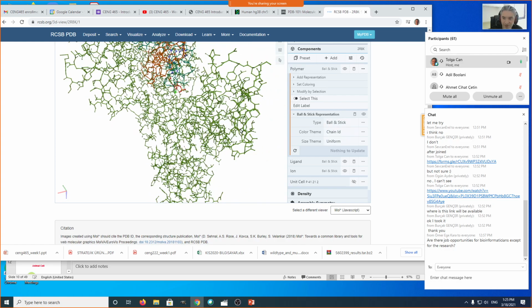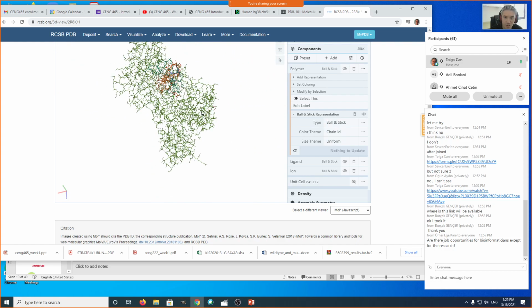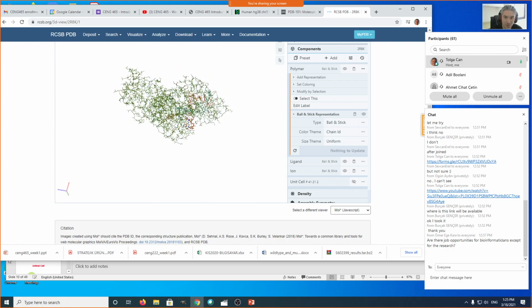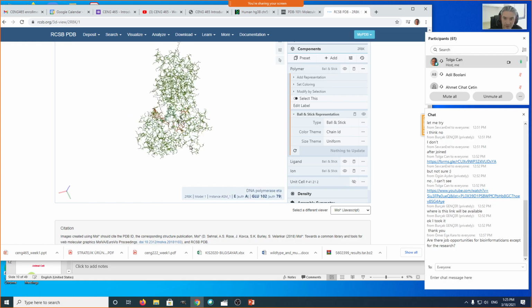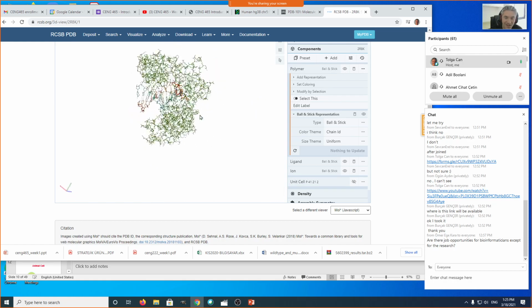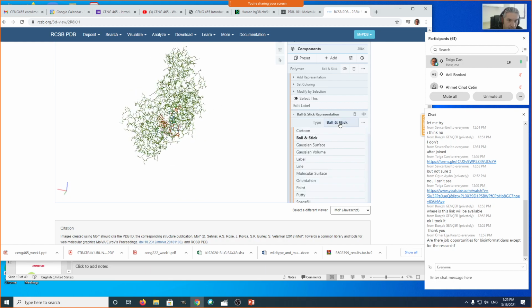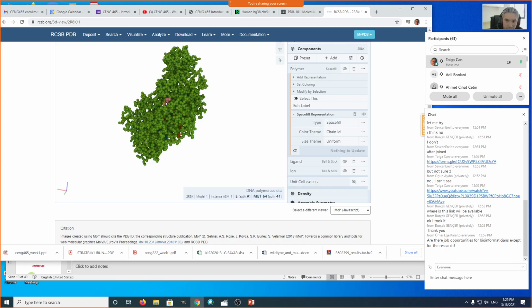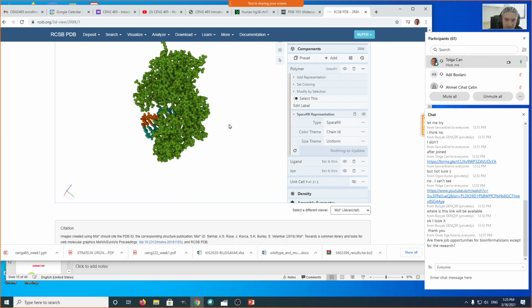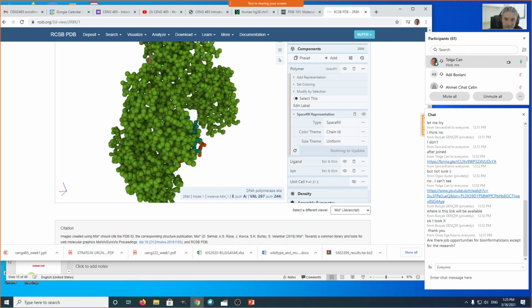So what you see here is that the view is now changed. This is the same protein structure, but now viewed entirely differently. So these are just visualization styles that help biologists in different tasks. Gaussian volume or space fill. Yeah, and these are the individual atoms we see now. Look at them, our atoms.